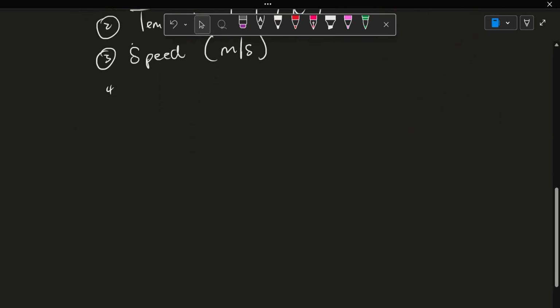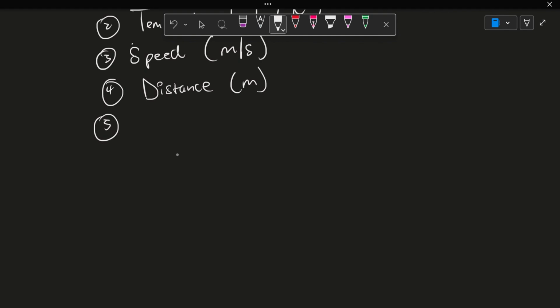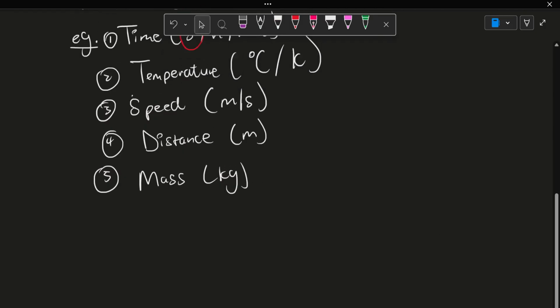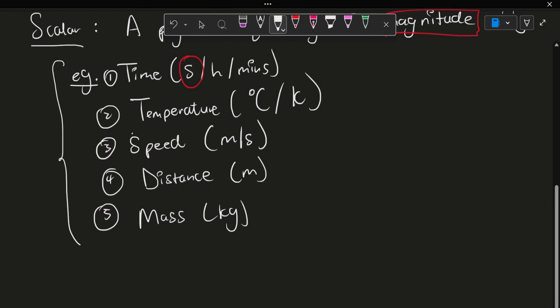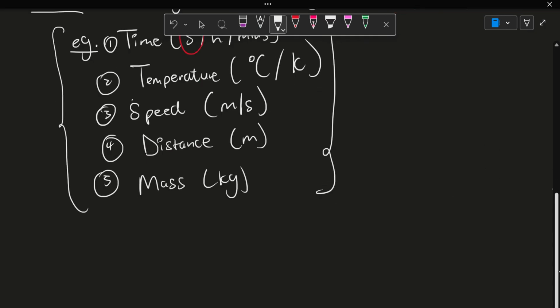Right, so we looked at time, temperature, speed, and there's a fourth one: distance. Now remember, I've cleared the misunderstanding between distance and displacement. However, distance is also measured in meters. And the fifth one would be mass, which is in kilograms. I think that's just about it for you guys. You need to make sure that you know these. Familiarize yourself with all of these. You should be fine in the exam.